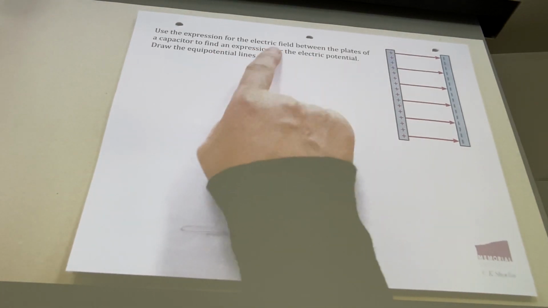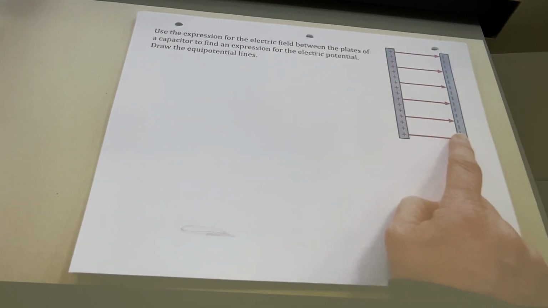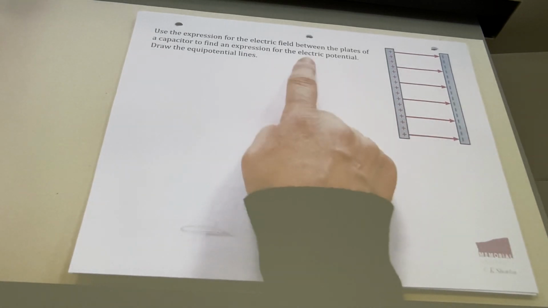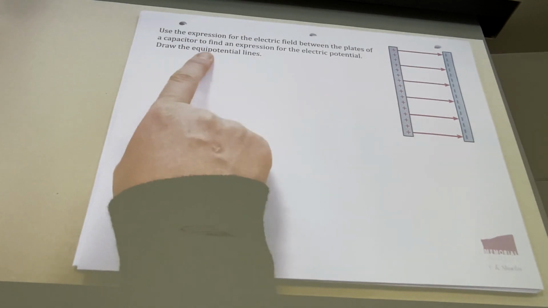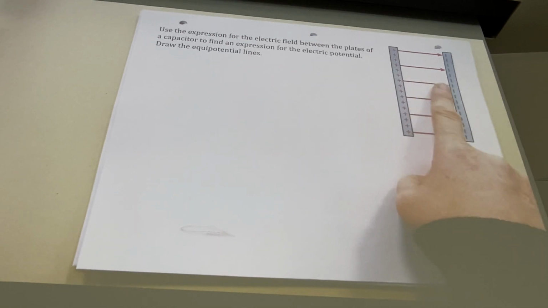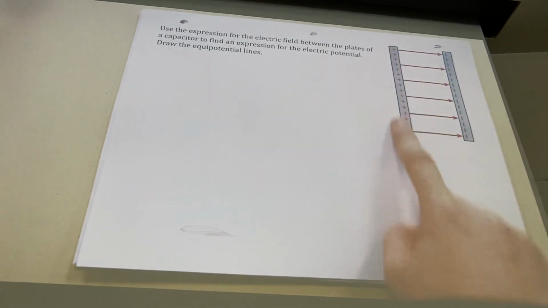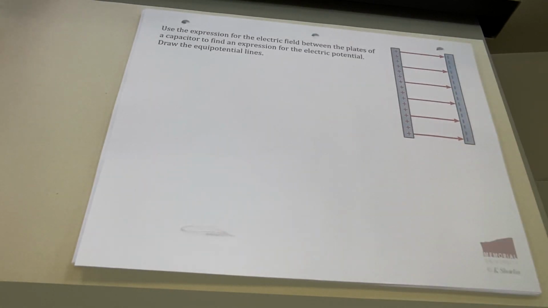So let's use the expression we know for electric field to find an expression for the electric potential between the plates. Let's use that information to let us draw the equipotential lines. Right off the bat, you could probably look at these electric field lines and know what the equipotential lines are going to look like. These are parallel going straight across, so our equipotential lines are going to have to be perpendicular to that. They'll come straight down and be parallel. So if you're thinking ahead, you can get an idea of what they look like, but we'll figure it out as we go along as well.